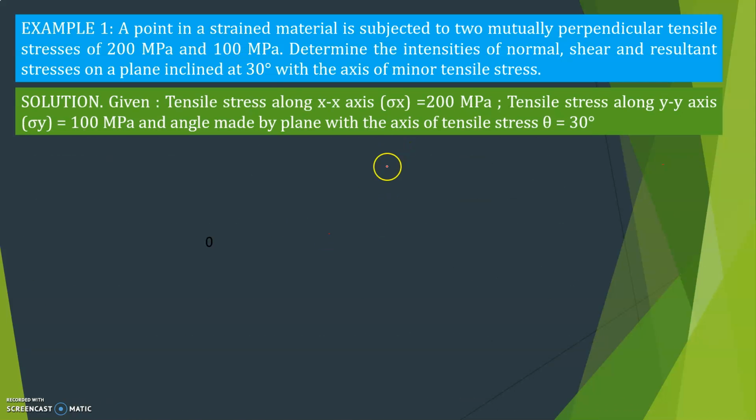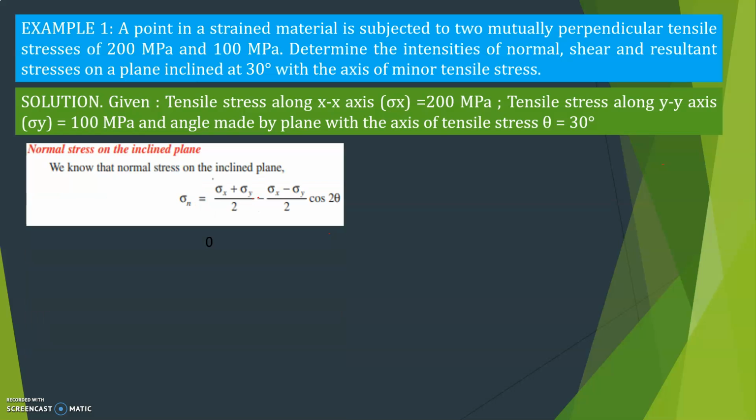Okay, so tensile stress along the x-axis, the first one you consider as the x-axis, that is 200 MPa, and tensile stress along the y-axis, that is 100 MPa. And the angle is given, that is the angle made by the plane with the axis of the tensile stress, theta is equal to 30 degrees. Right, so we'll use the formula directly.